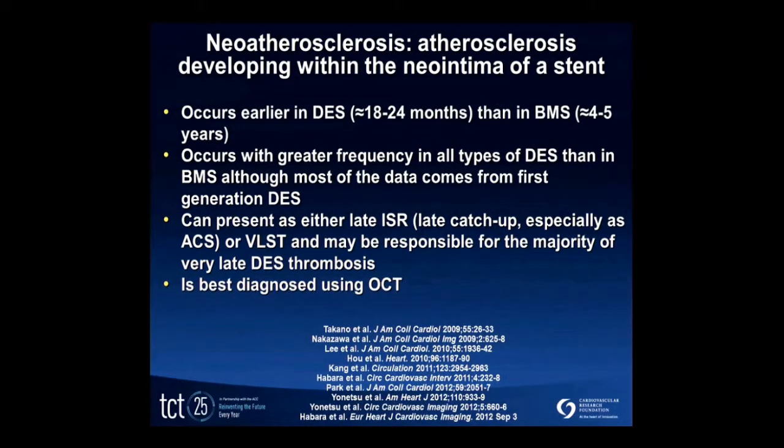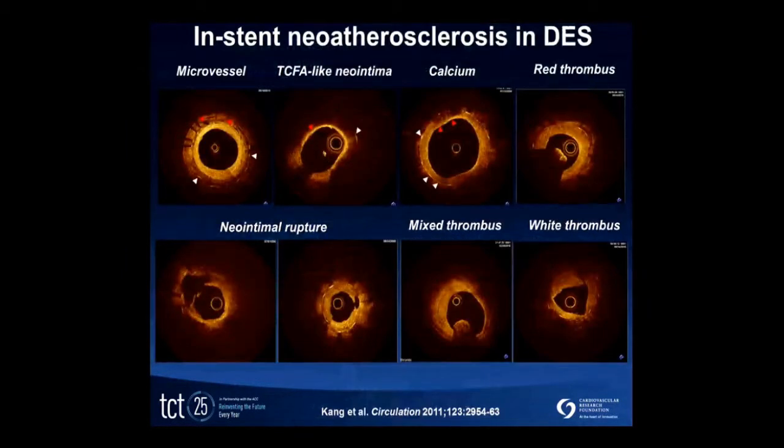It can present either as late in-stent restenosis or very late stent thrombosis, and is probably responsible for the majority of very late DES thromboses, and these patients tend to present much more unstable than those patients who present with stent failure because of garden variety intimal hyperplasia. These are just some clinical examples. Let's go across from left to right. First at the top, you see these little holes in the neointima. You also see how nicely OCT can measure intimal hyperplasia thickness.